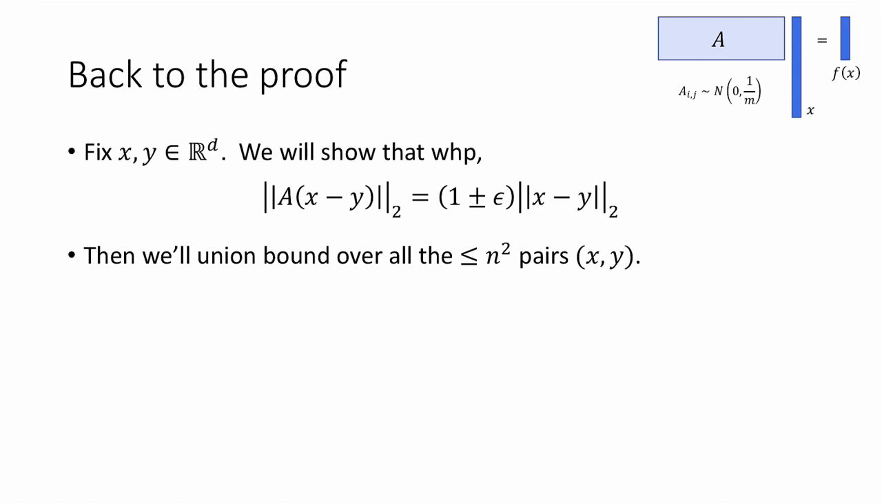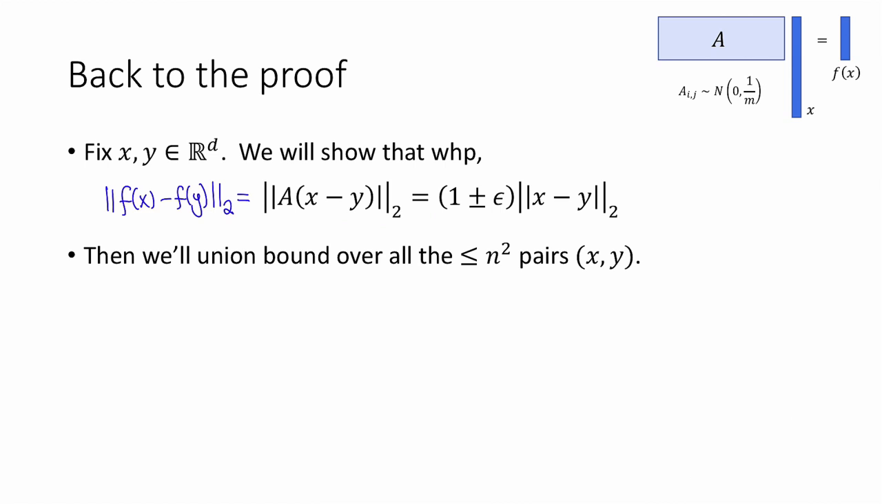Okay, so back to the proof. We have this short fat matrix full of Gaussians, and we want to show that multiplying by this matrix approximately preserves Euclidean distance. What we're going to do is the following. We're going to show that for any fixed x and y in R^d, the L2 norm of A(x − y), which happens to be equal to the L2 norm of f(x) − f(y), is in fact equal to the L2 norm of x − y times 1 plus or minus epsilon. Here, when I say that something is equal to 1 plus or minus epsilon, what I mean is that it's contained in the interval [1 − epsilon, 1 + epsilon]. I'm going to be using this shorthand throughout this mini lecture.